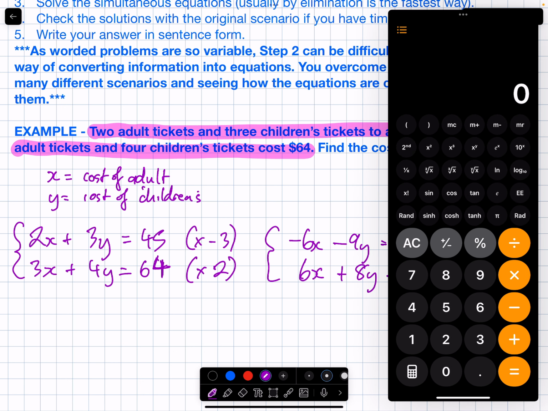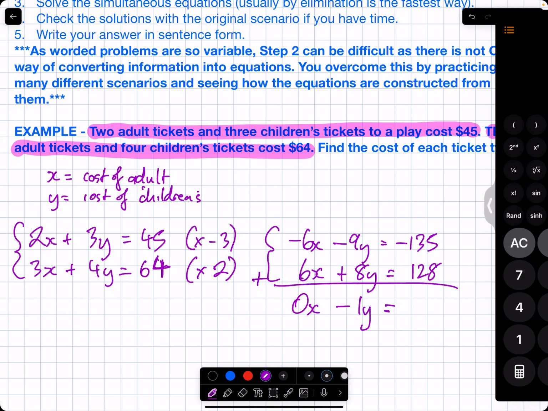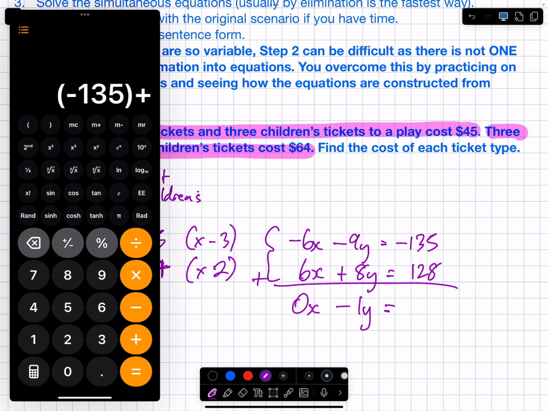I always check, just to be sure. Are they the same size, opposite sign in front of x now? Yes. So I can add vertically. If I've got -6x's and I add 6x's, you're going to have 0x's. If I've got -9y's and add 8y, you're going to have -1y. -135 plus 128 is -7. If -y is -7, what would y be?